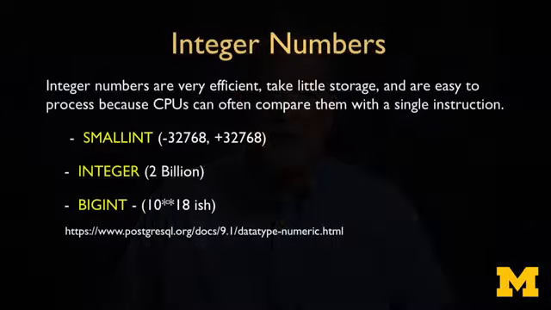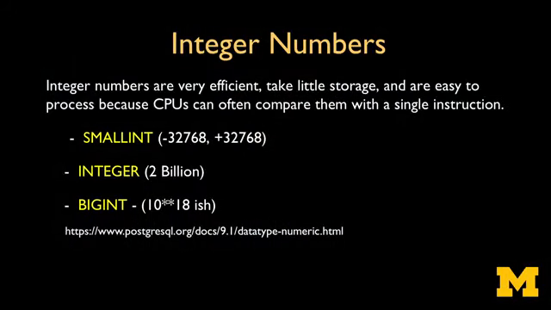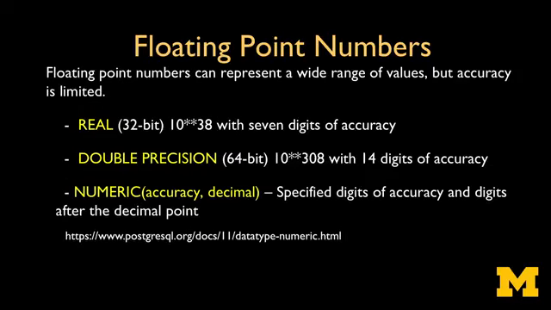Integer numbers. There's a couple of different integer sizes. The normal integer that we use is a 32-bit integer that's 2 billion. That's used for most situations, and then you can save space with a small integer, but then you're limited on the range. And big integers are much larger than 2 billion. But mostly we just make integer columns.